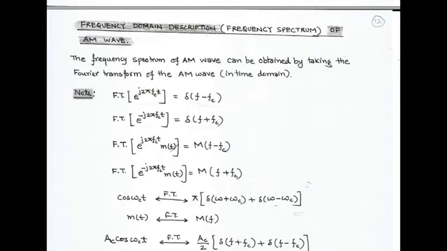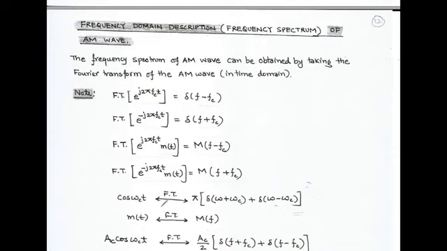When we multiply some function, here we take a message signal m(t), then the Fourier transform of e to power j 2 pi fct into m(t) is capital M f minus fc. Also, the Fourier transform of e to power minus j 2 pi fct into m(t) is equal to capital M f plus fc.